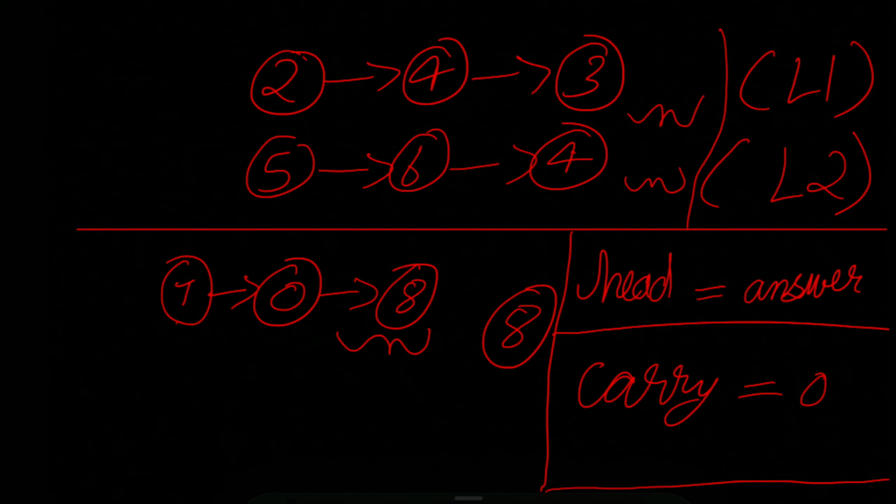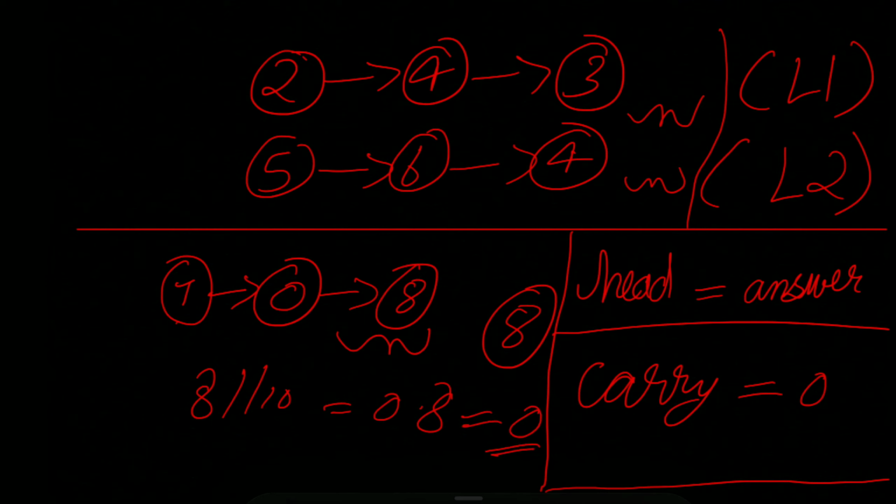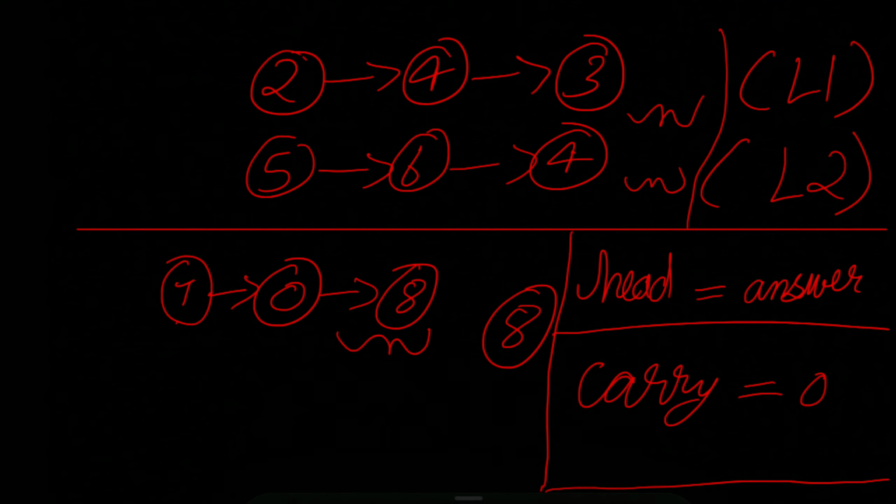The carryover for this will be equal to 8 floor division 10, which will be equal to 0.8. So 0.8 will be 0, right? Which means that this will be having no carryovers. Okay, so now that's basically it. So now what will we do? We have to update the value of carry to 0, right? Because we got 0.8 and that's 0.